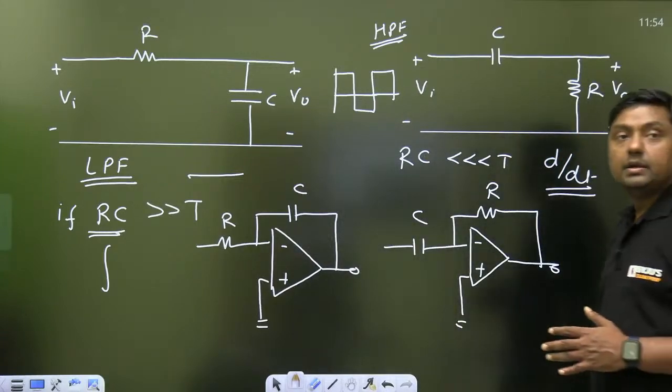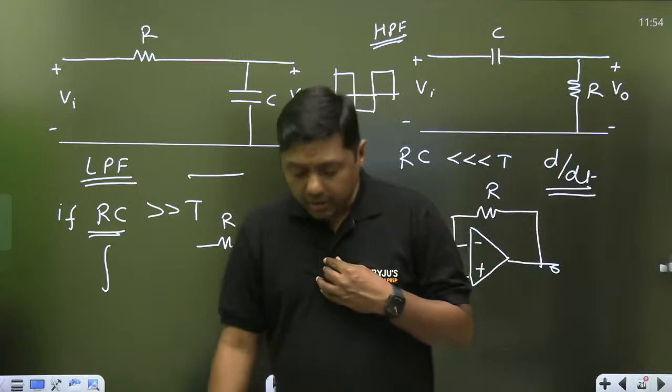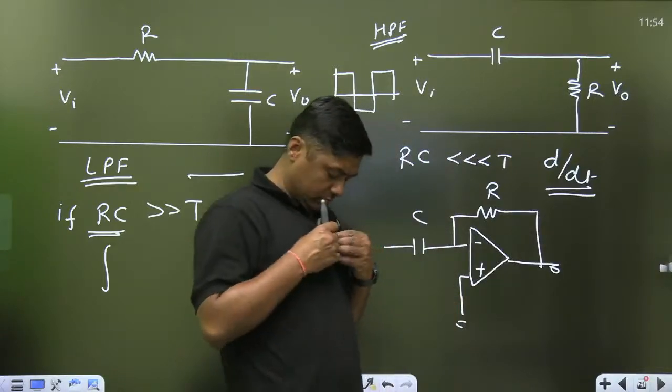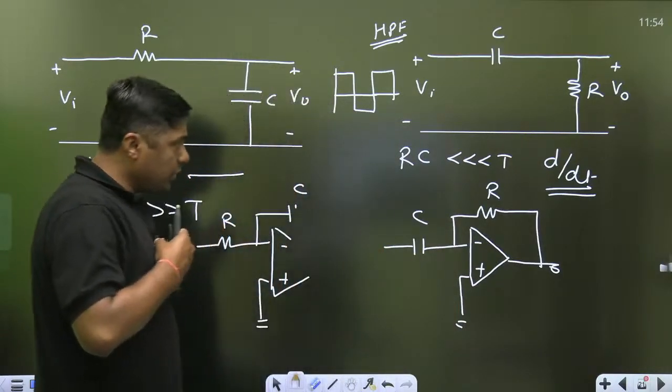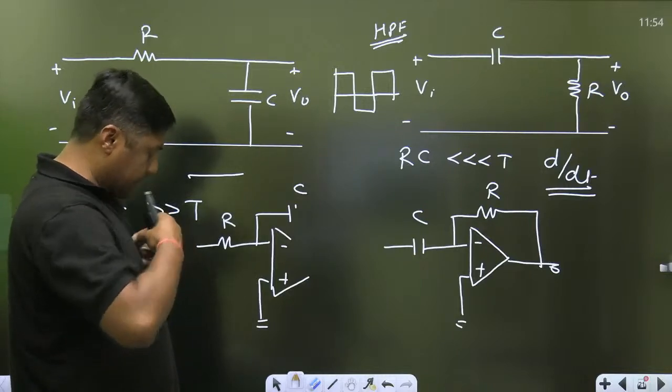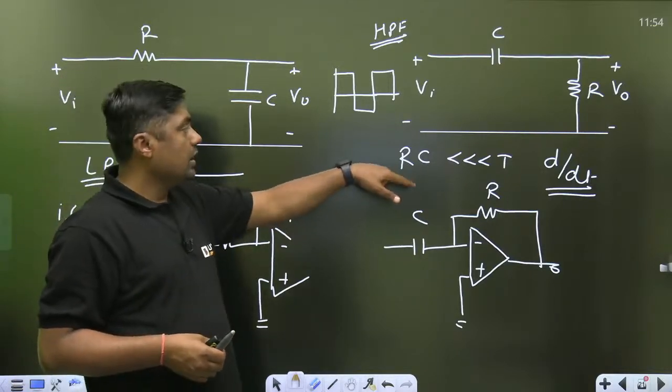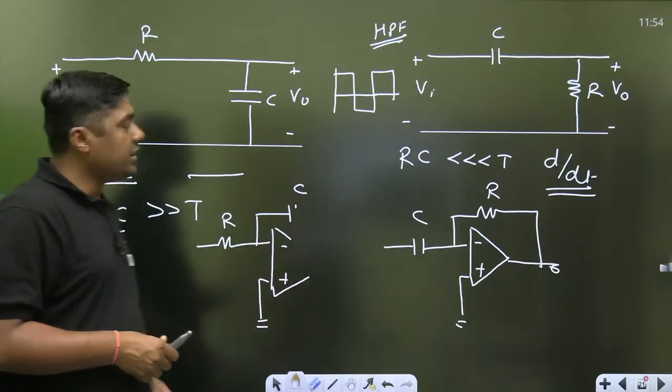Okay, the point is clear. If you want to reproduce the signal, then the RC time constant should be high. If you want to differentiate, it should be low. Next question.